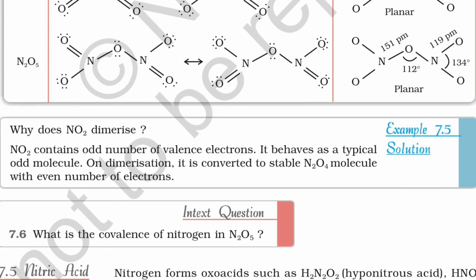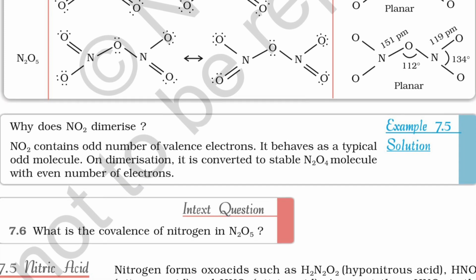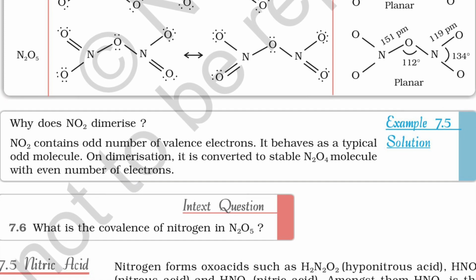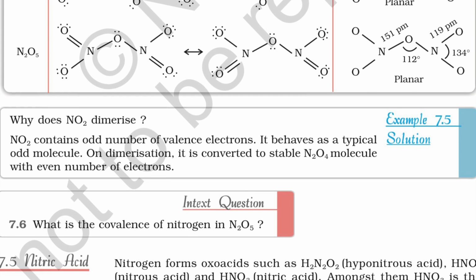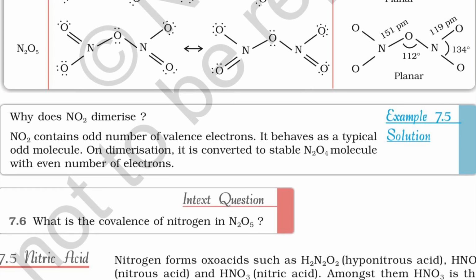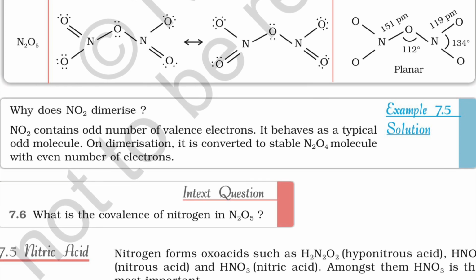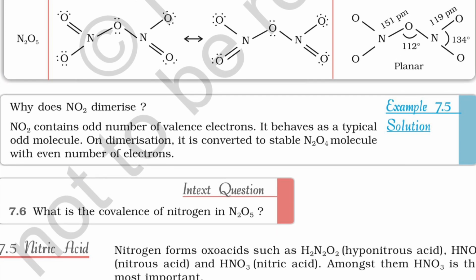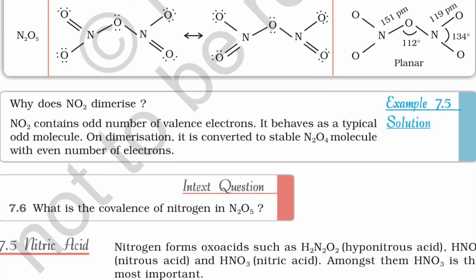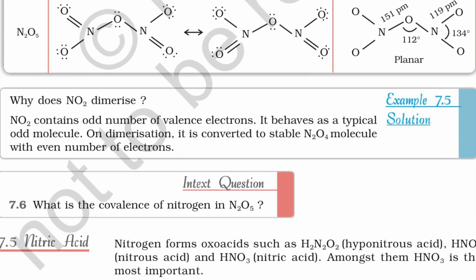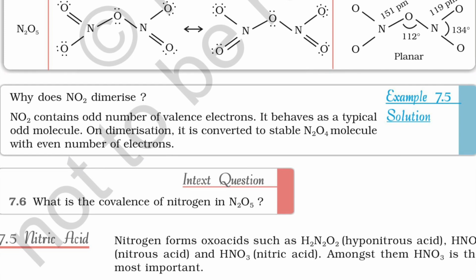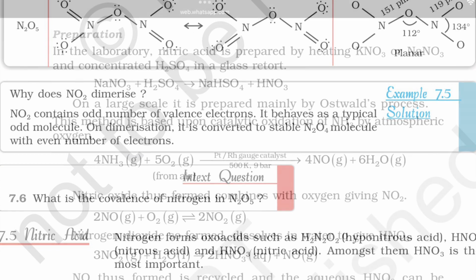Then coming to nitric acid. Nitrogen forms oxo acids such as H2N2O2, hyponitrous acid. It is a dibasic acid. Oxidation state of nitrogen will be +1. HNO2, +3, nitrous acid, and HNO3, nitric acid, +5 oxidation state. Amongst these, HNO3 is the most important. So we are going to discuss HNO3.